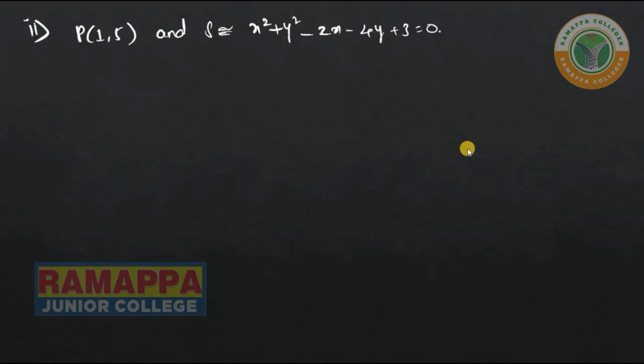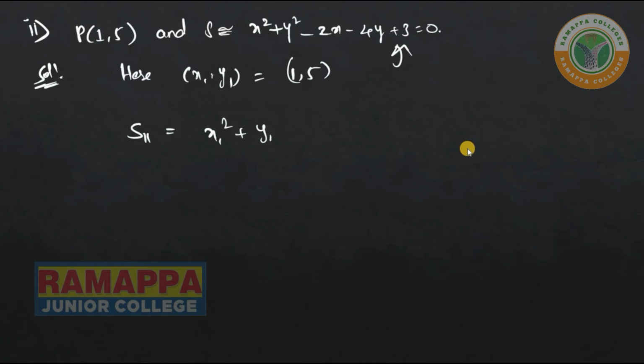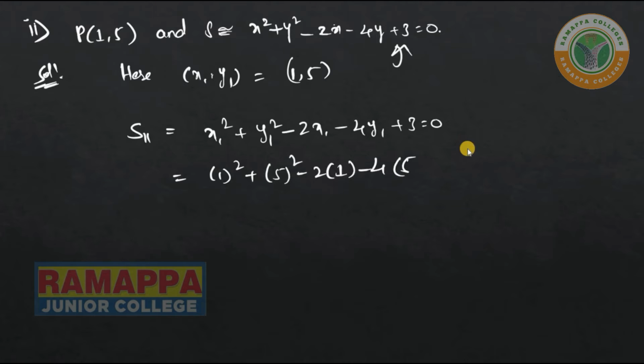Now second question solution. Here x1 comma y1 is equal to 1 comma 5. Now the given circle is this one. So in this we have to find S11 is equal to x1 square plus y1 square minus 2x1 minus 4y1 plus 3 is equal to 0. So in this we have to substitute the values. X1 is 1 square, y1 is 5 square, minus 2 into x1, means 1 only, minus 4 into 5 only, plus 3. It is not 0, so it will become S11 like this.